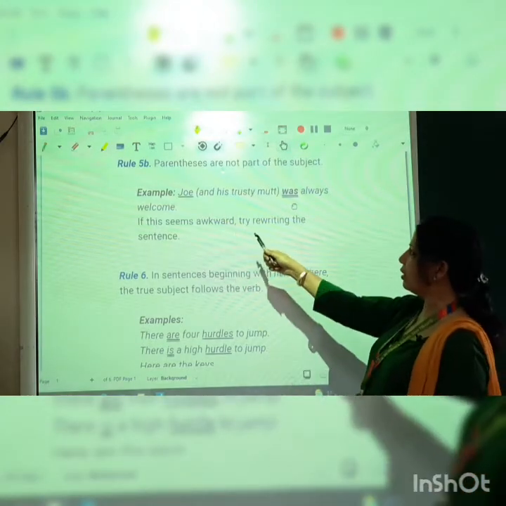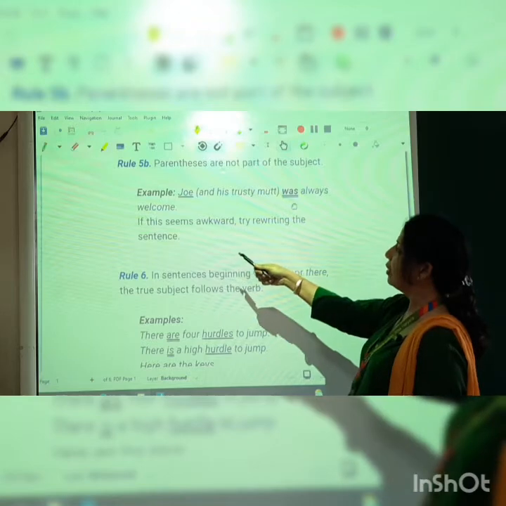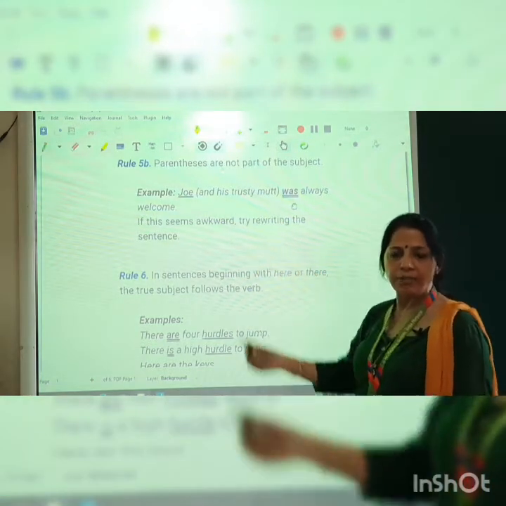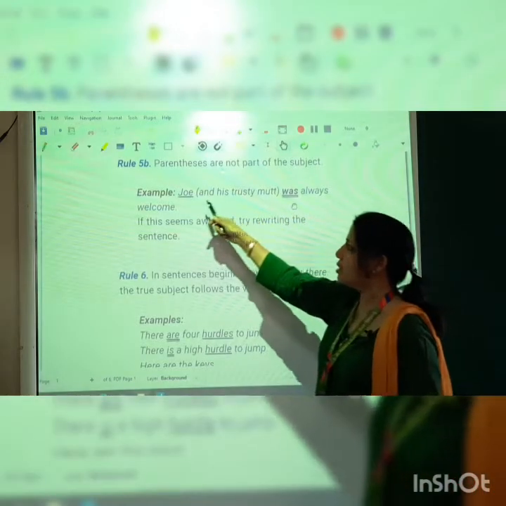If this seems awkward, then try rewriting the sentence and write Joe along with his trustee mutt. Even in that way also you can write, still you will use a singular with Joe.